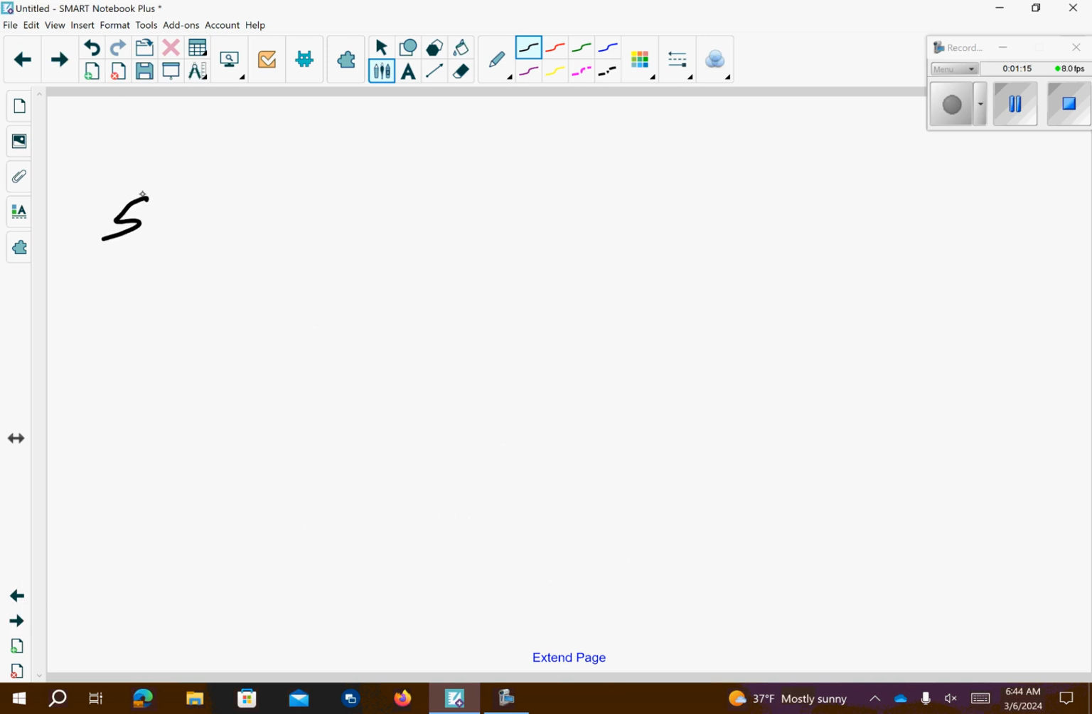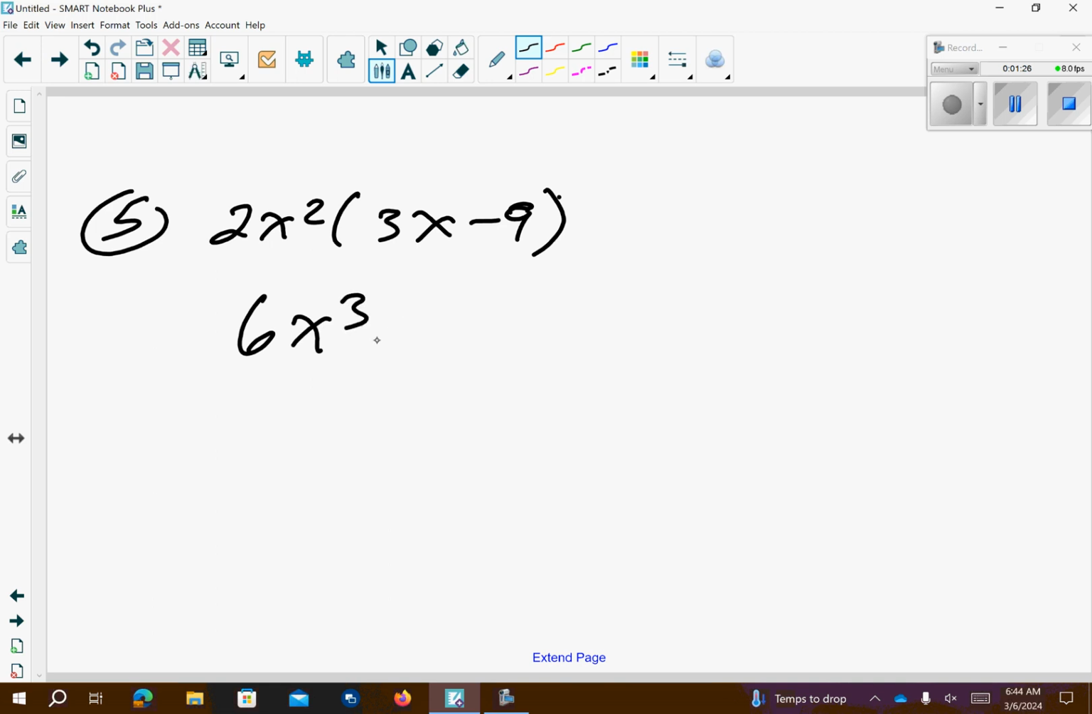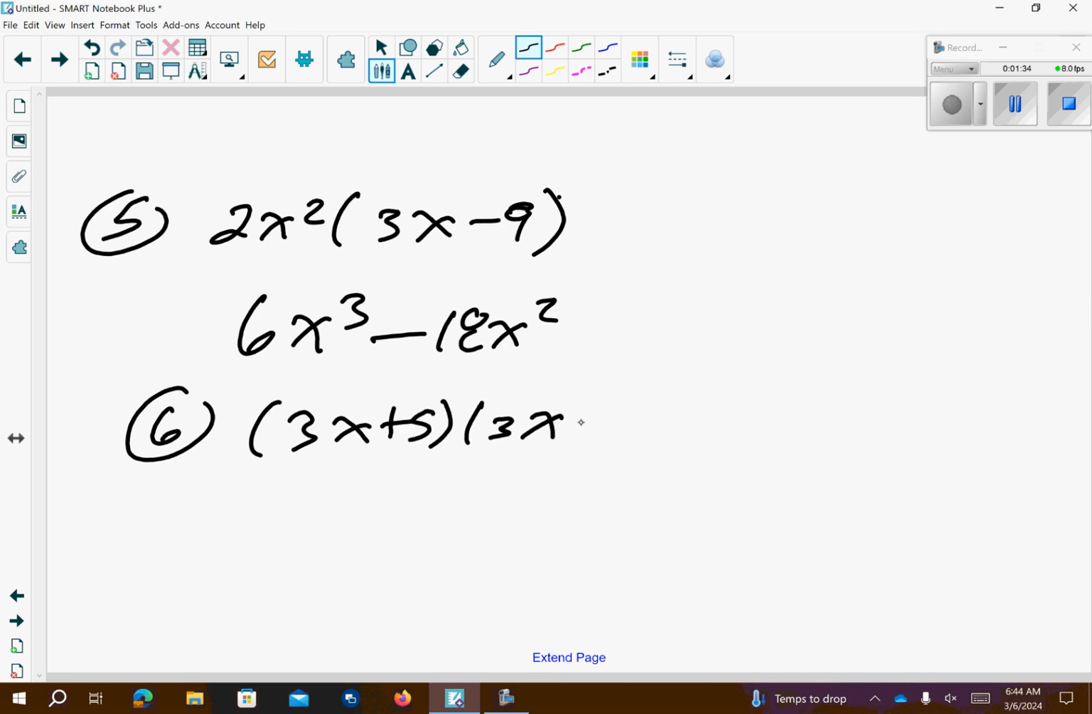Number 5, we're just going to distribute this over the parentheses, make sure we add the exponents. That's going to give me 6x to the third minus 18x squared. Number 6, we have the same two binomials, just opposite signs, so just multiply the first and the last. That's all you have to do.